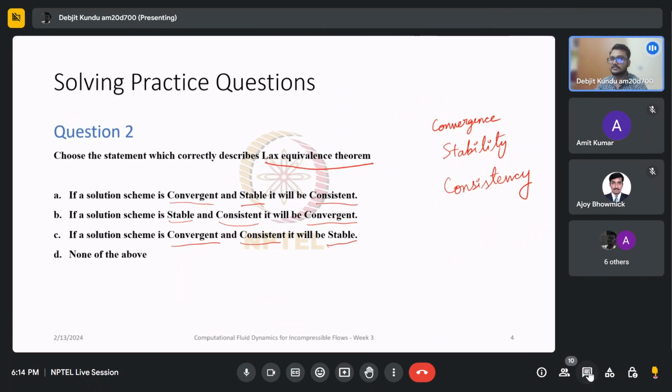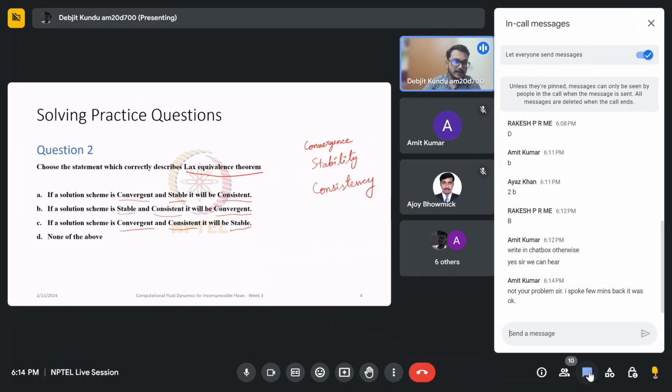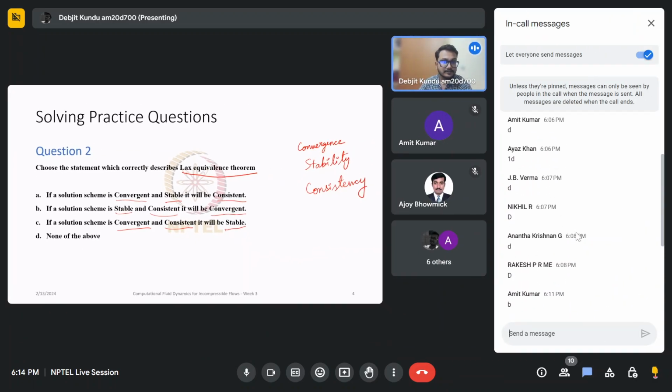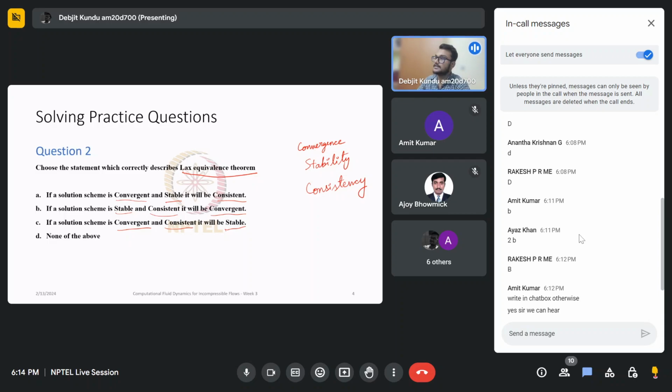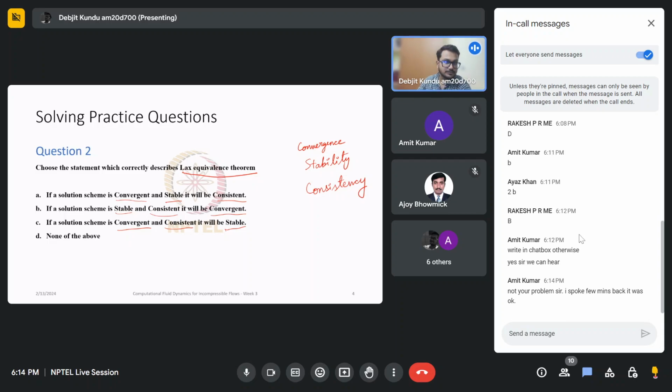Okay. So anyway, let's get back to the question now. If you have any doubt or you want to say anything, maybe it's better if you type it in the chat box. So as of now, we have two responses to this question. Let's see what others have to say.